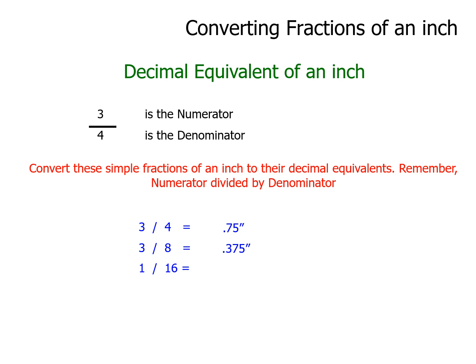A 16th. We take 1 and we divide that by 16. Is 0.0625 inches. Okay? So it's the numerator divided by its denominator, the top number divided by the bottom number.